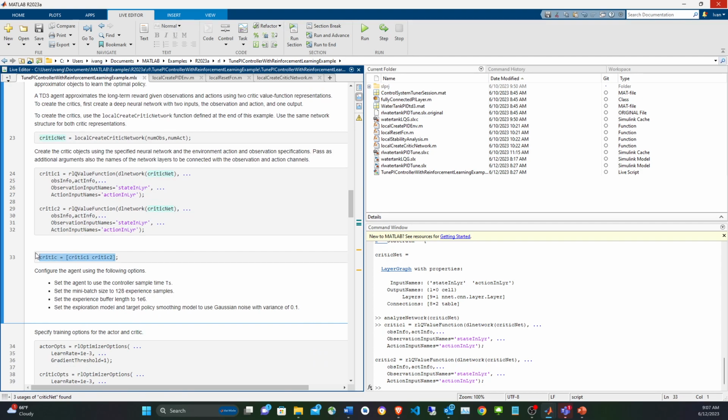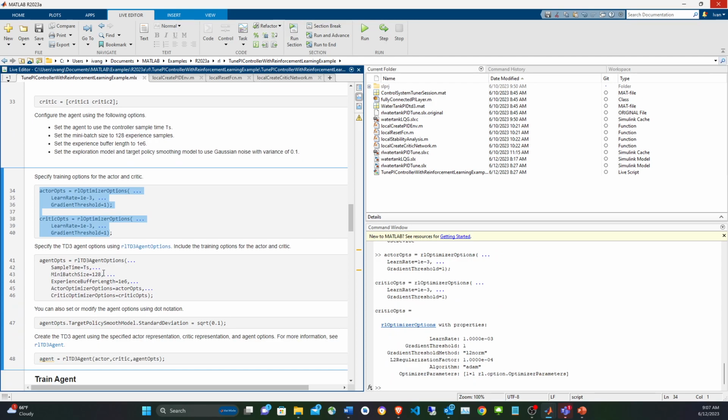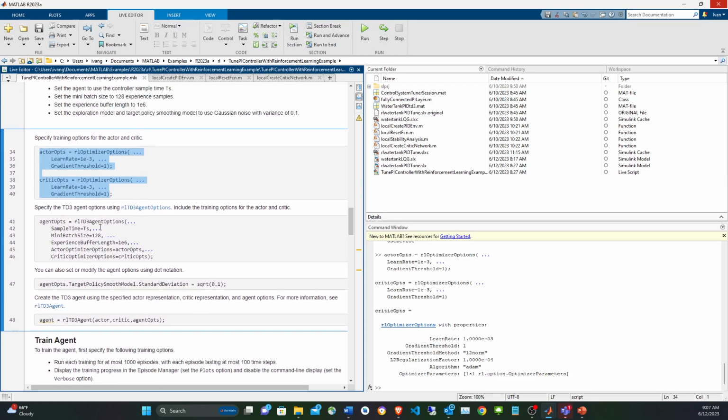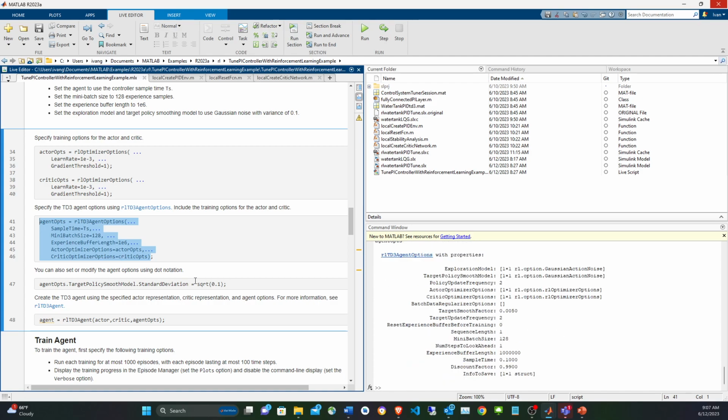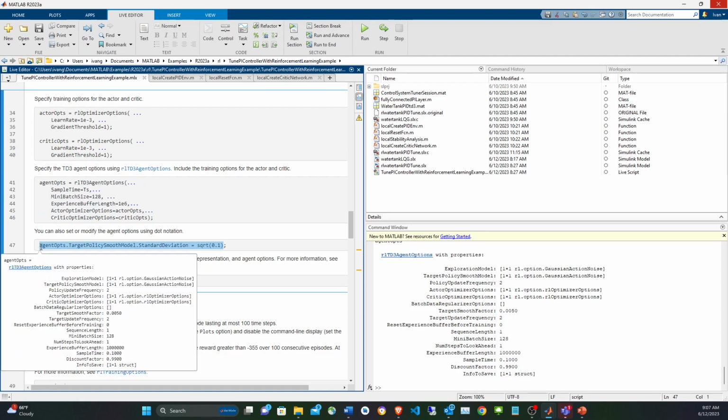We're going to put them into an array, and now we have to specify the options for the actor and critic for the training, which are the learning rate and the gradient threshold to avoid gradient explosion. They're going to be the same this time for the critic and actor. Then the TD3 options are the sample time, the mini batch size of 128, the experience buffer where we create the samples for training, and the options for the actor and the critic. So we have all the TD3 options. And finally, this is the target policy smooth model standard deviation. This is for the noise for exploration. That's my understanding of that.